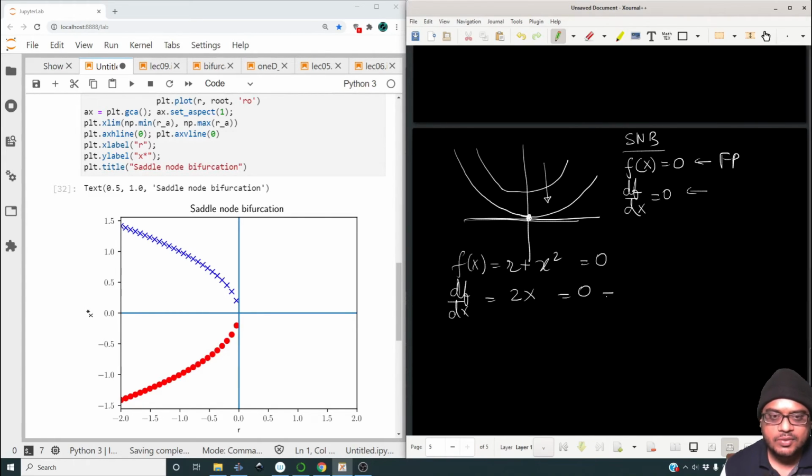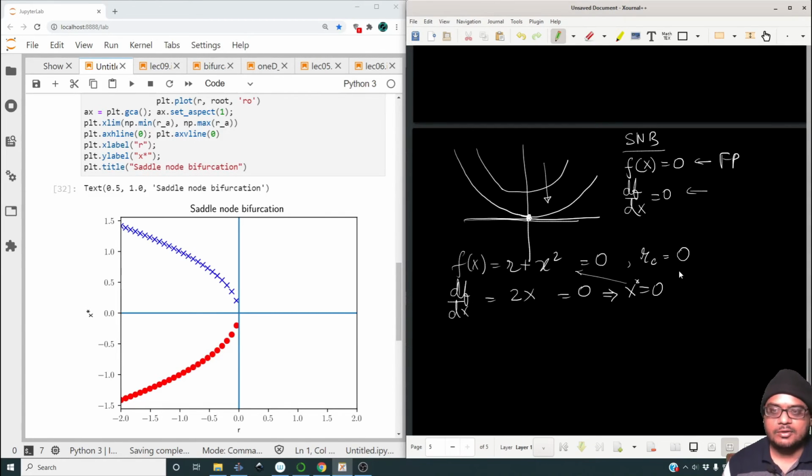So when this is 0, it implies x equal to 0, and this is that fixed point which takes part in the bifurcation, and when we substitute this over here, we obtain rc, that is the critical control parameter, to be equal to 0 as well. So r equal to 0 and x equal to 0 are like the critical pair. So rc equal to 0 is the critical control parameter, and it corresponds to x equal to 0, and this is the place where bifurcation occurs.